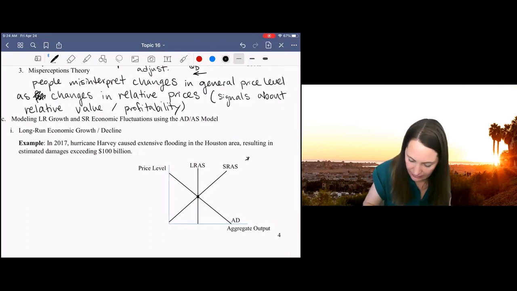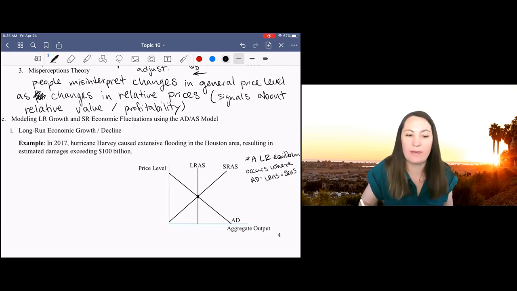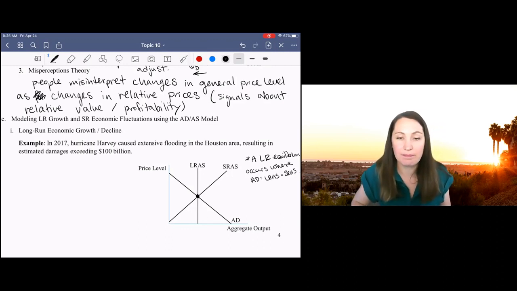Okay, long run equilibrium occurs where aggregate demand equals long run aggregate supply equals short run aggregate supply. Okay, all three lines intersect. So here's our initial long run equilibrium.